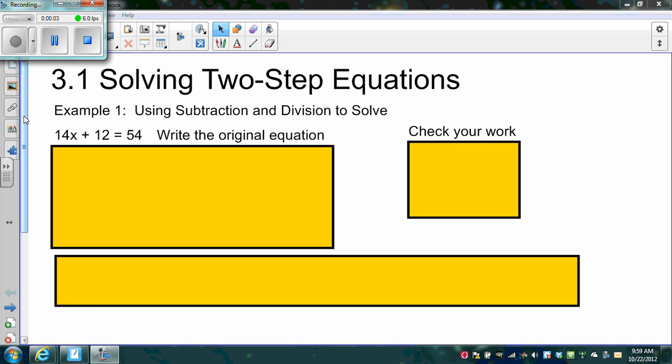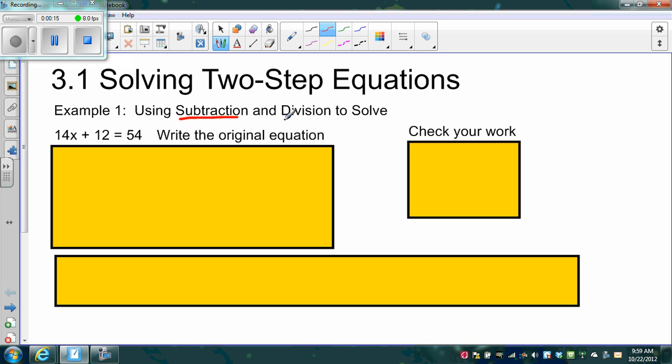So this is for 3.1, which is solving two-step equations. Now instead of just having one step, we have to do two. So we can use both subtraction or addition and division or multiplication to solve a problem.